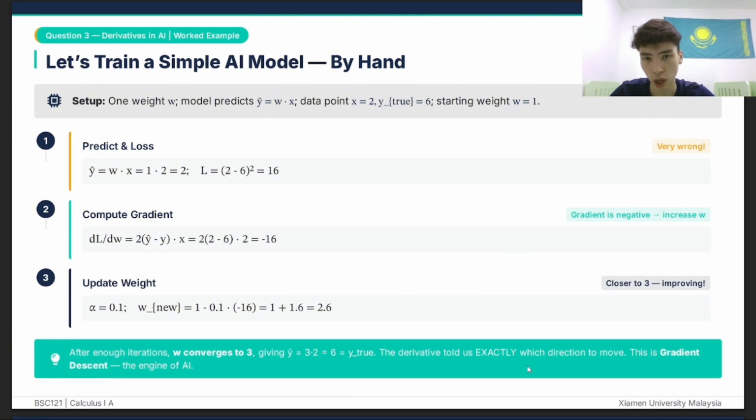So we should update the weight. We set our learning rate, that is alpha equals 0.1, and apply the update rule. So w new equals 1 minus 0.1 multiplied by minus 16, which is equal to 2.6. And after just one step, our weight is closer to the correct value of 3. After enough iterations, the weight will converge to 3, making our prediction perfect. This is the engine of AI, gradient descent.